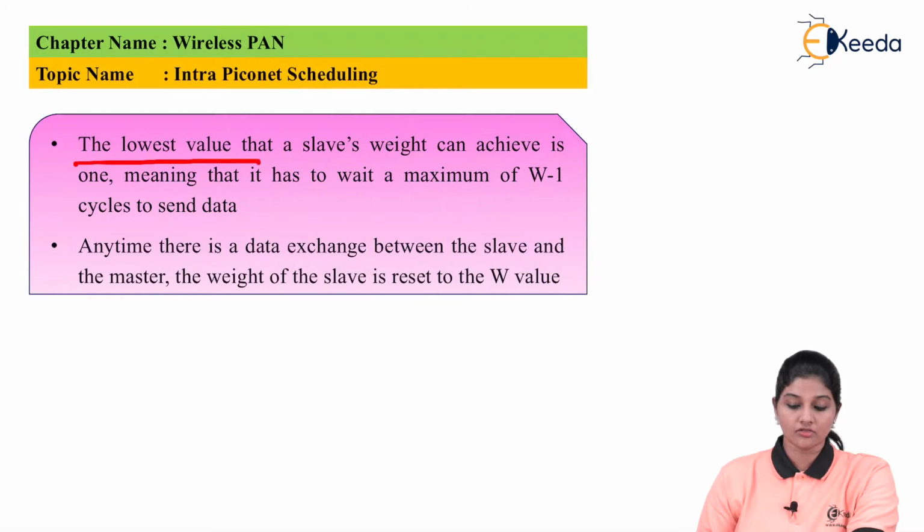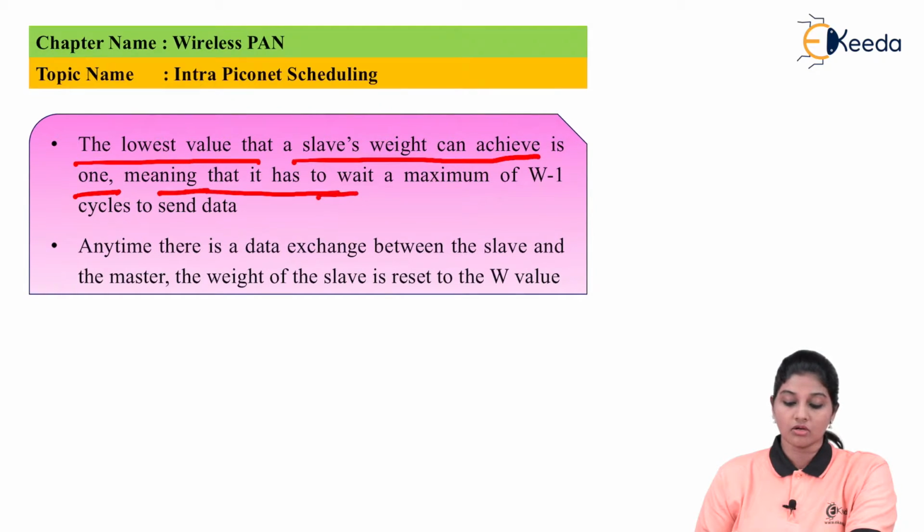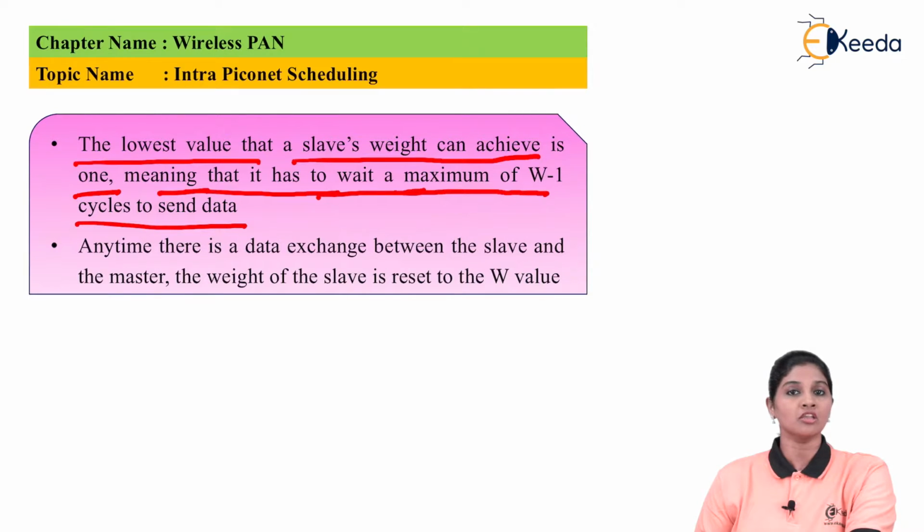The lowest value that the slave's weight can achieve is 1. Its meaning is that it has to wait a maximum of W-1 cycles for sending data. So the value of weight cannot be reduced to 0. The minimum value is 1, and the maximum value is W-1. Only when the weight of the slave has reached its value is it possible for the slave to perform a data transfer.